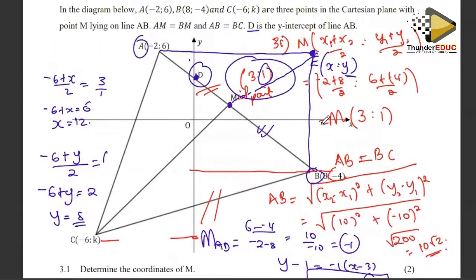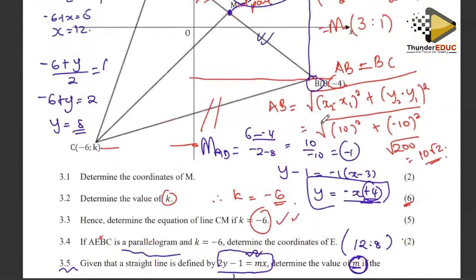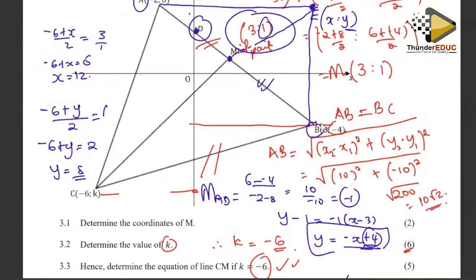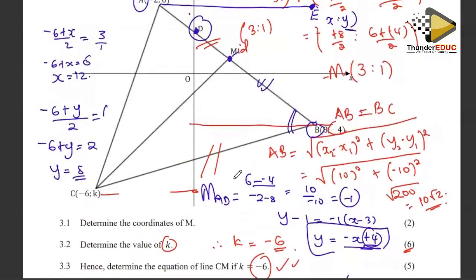The size of B. Now, is the B in relation to the triangle or the parallelogram? Okay, I'm just going to ignore the parallelogram and focus on the triangle here. So this angle here is what the question is asking for. It should be a lot of marks, right? It's 5 marks. What do you think needs to be done here? What needs to be done?